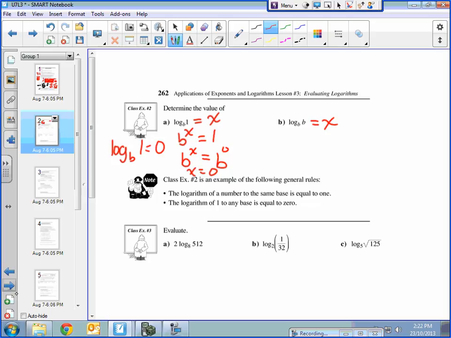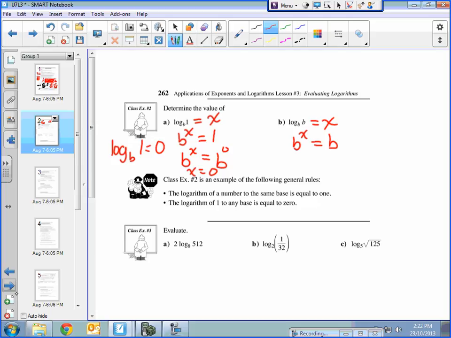Okay, set this next one equal to a variable as well. So let's set it to this, put the logarithm into exponential form. So how do we do that? Equals what? 1 and then equals b. b to the x equals b. Okay?